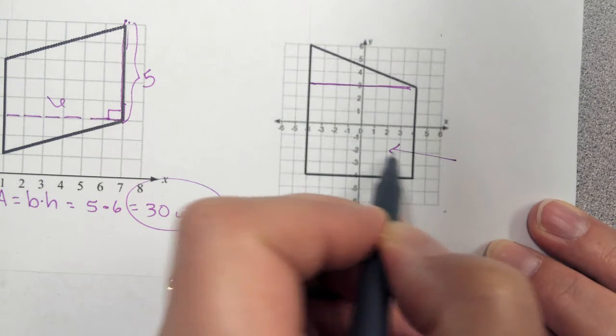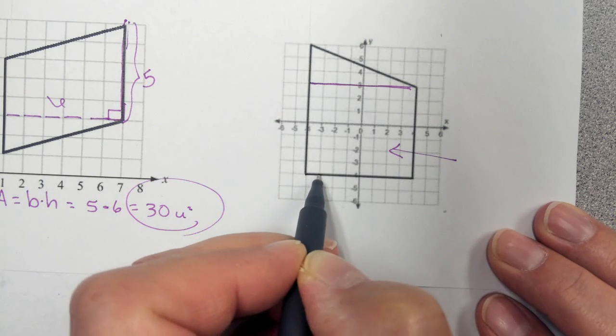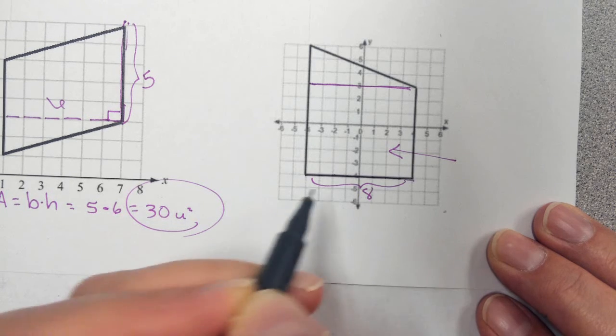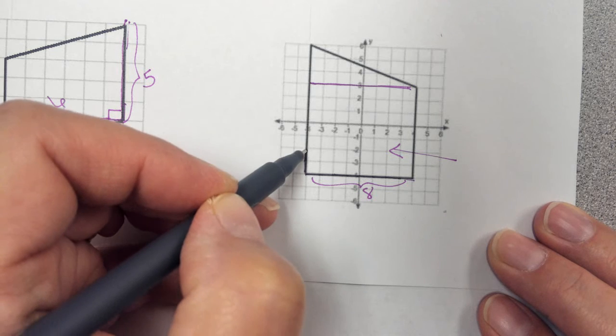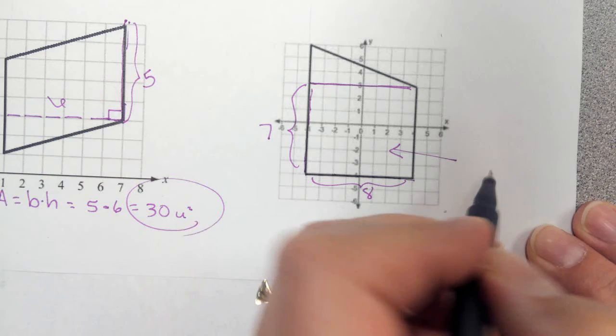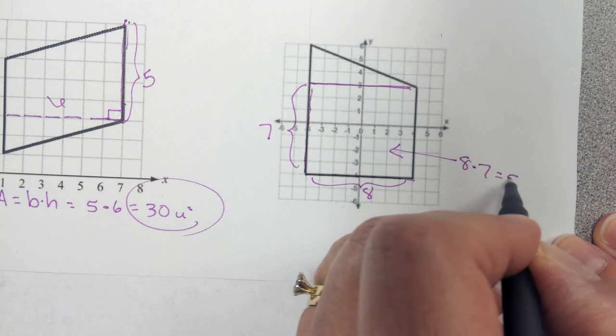Alright, for the rectangle part, we have a base of 1, 2, 3, 4, 5, 6, 7, 8. And a height of 1, 2, 3, 4, 5, 6, 7. So its area is 8 times 7, or 56.